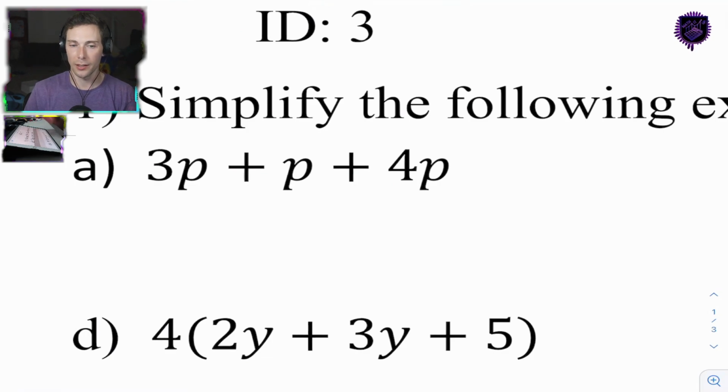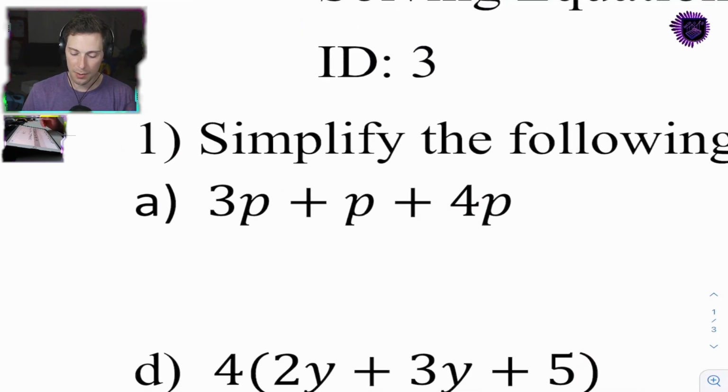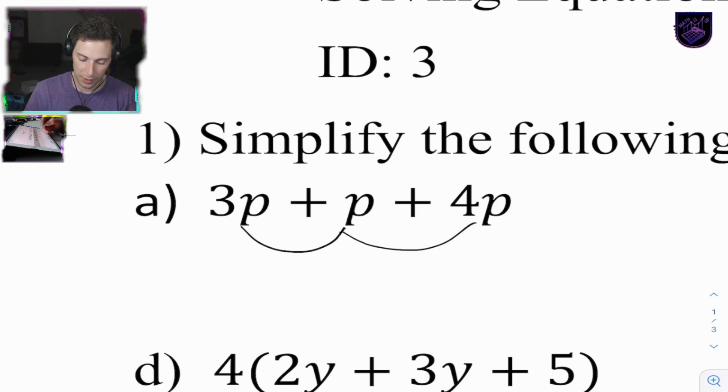Combining like terms. We want to keep it simple because we're practicing. It'll slowly get more difficult. 3p. P is the variable, 3 is the coefficient. I want to add the coefficients. This one's got an invisible 1 here. We don't write that. 3p plus p is 4p, plus 4p is 8p. That's our answer.